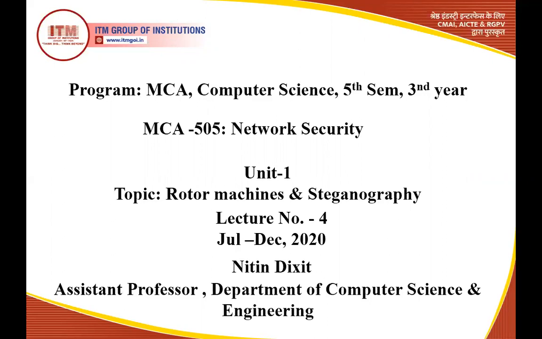A rotor machine is a machine which changes the plain text into the cipher text by some mechanical mechanism. Means there is some mechanical specification used in the rotor machine. And in steganography, we just change the plain text by some representations. So this is the basic brief of these two techniques. Now let's start our topic.